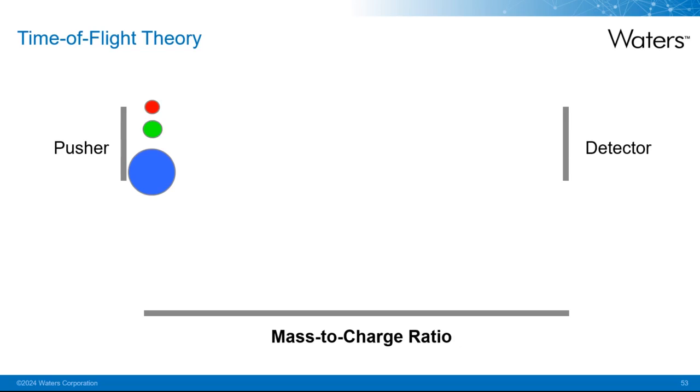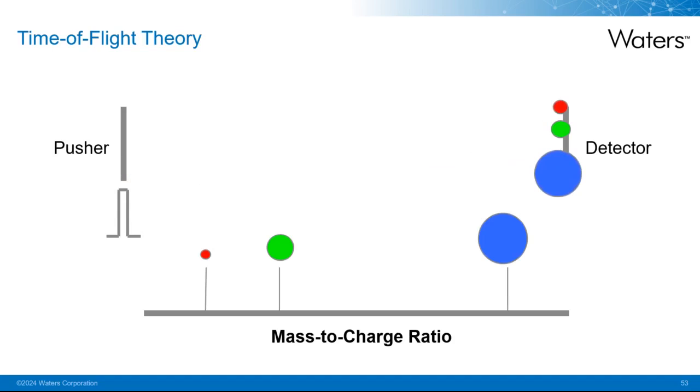start from the same place and are given the same amount of energy by a voltage pulse applied to the pusher. They then separate as a function of their mass to charge, meaning that the lightest, so the red species, arrives at the detector first, followed by the green and then by the blue.